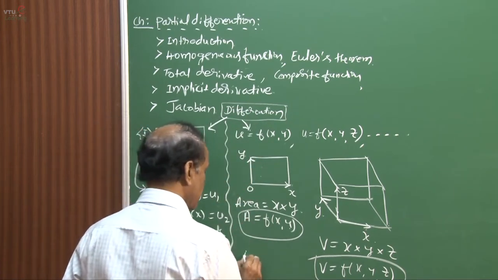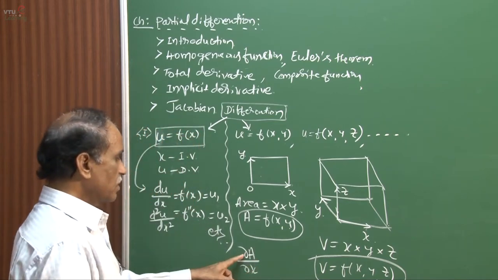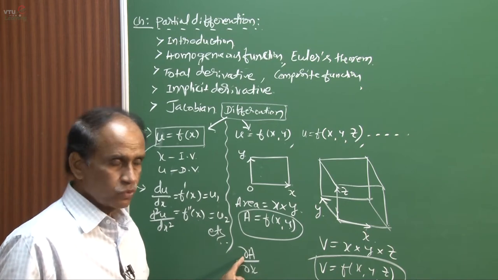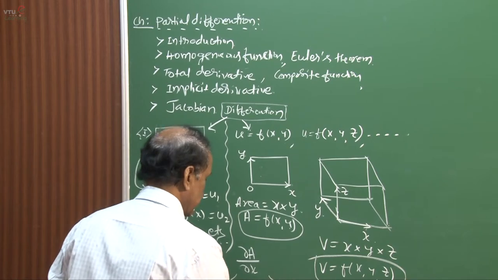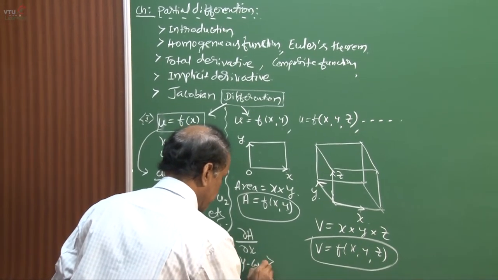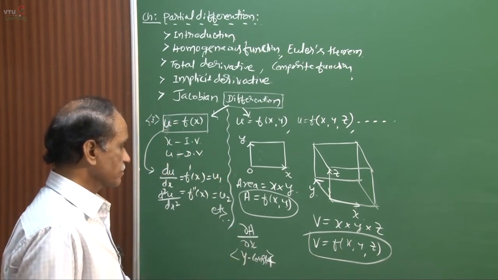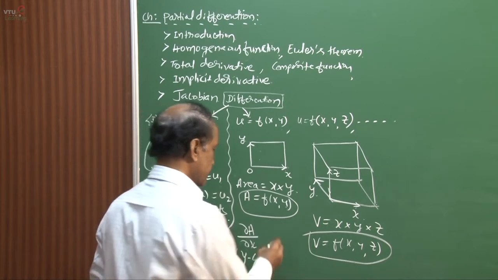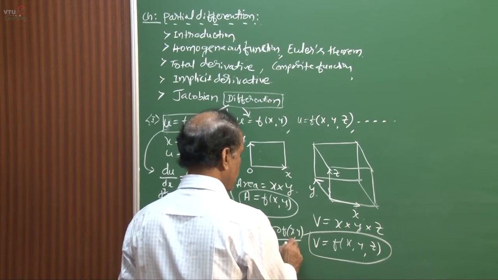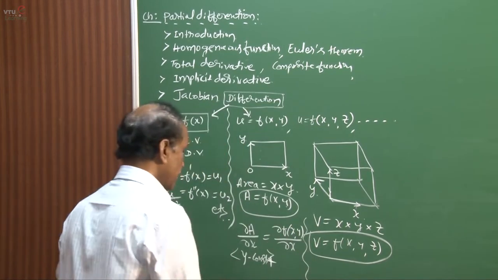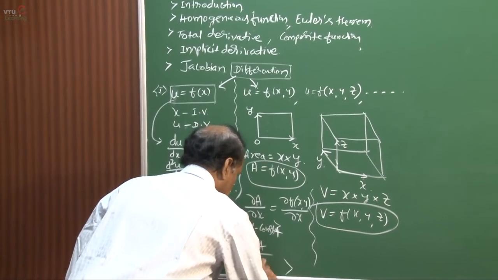Here the differentiation is del A with respect to x. This is called del or daba or do. Any pronunciation you can make, this is called partial differentiation. At this time, y will be temporarily constant. When you have del A by del x, that means we are keeping y as constant. This is del f of x comma y only with respect to x. Similarly, del A by del y. In this case, x is constant.